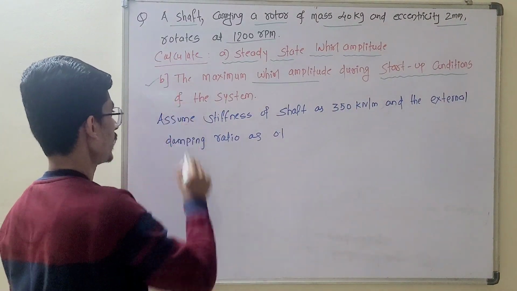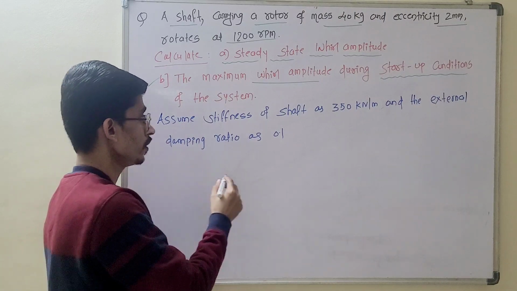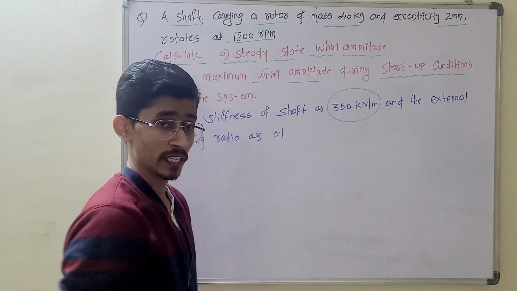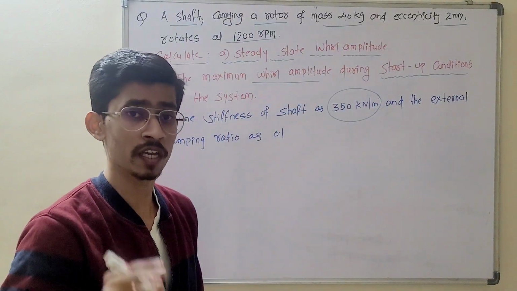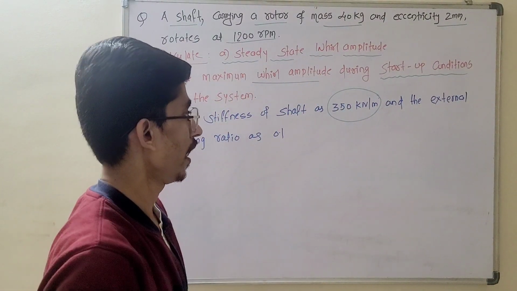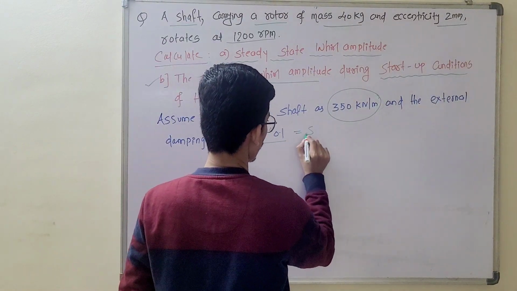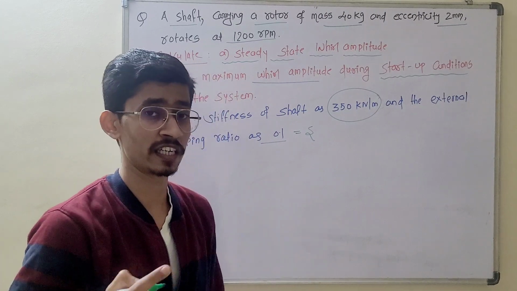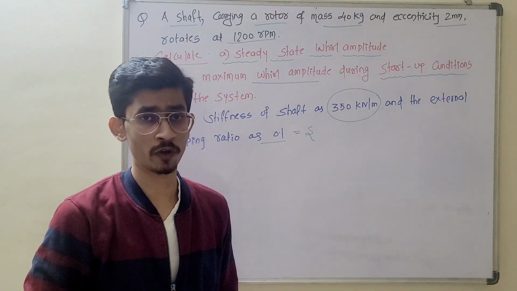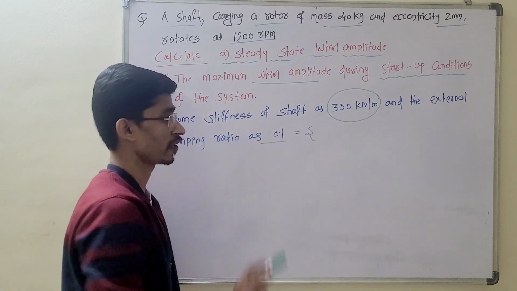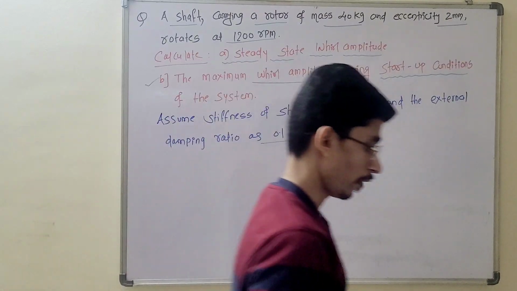Section B. For that, assume the stiffness of the shaft is 350 kilonewton per meter. The stiffness of the shaft value is provided, 350 kilonewton per meter, and external damping ratio as 0.1. So that is nothing but the external damping ratio zeta. The critical damping ratio we usually call the damping factor. So that damping factor or damping ratio is given as a value of zeta. So how are we going to solve it?